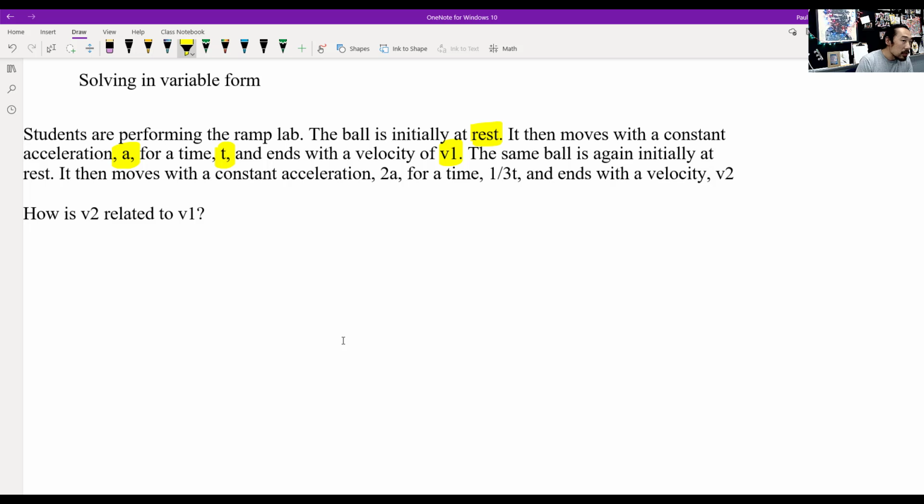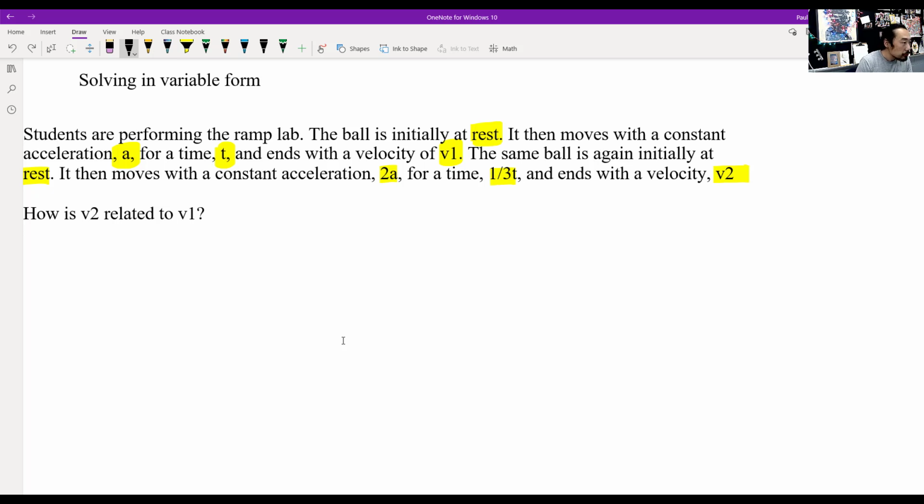The same ball is again initially at rest. It then moves with a constant acceleration of 2a. So this is double the initial acceleration, for a time that is a third of the initial time, and ends with a velocity of v2. So the question is, how is v2 related to v1? So this is a proportionality type of problem, and this is the type of problem that you'll most commonly see in our physics course.